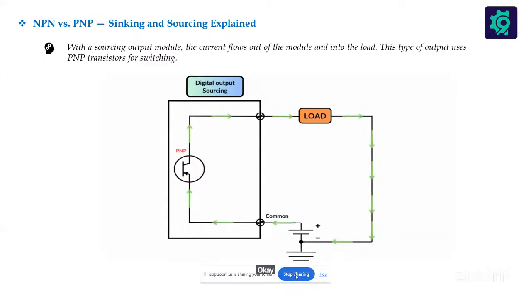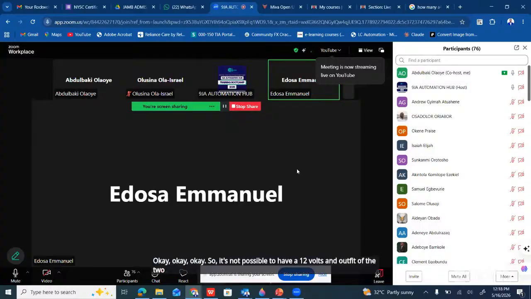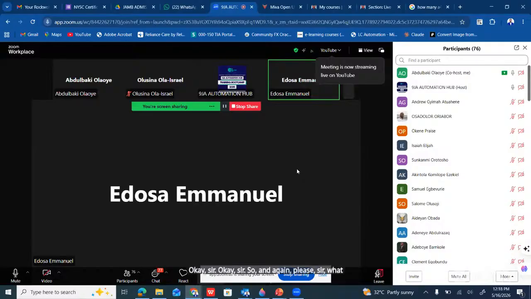Okay. So it's not possible to have a 24 volt input and an output of 220 volts from your PLC? No, it's not possible. Okay, sir. And again, please, sir, what should I consider in PLC one? For example, if I'm using a Siemens, are you with me, sir? I'm with you. Can you hear me? I can hear you.